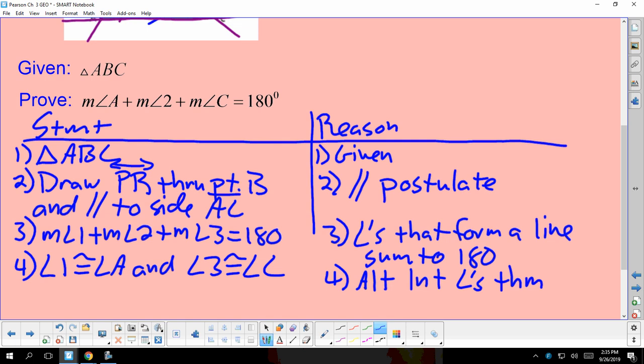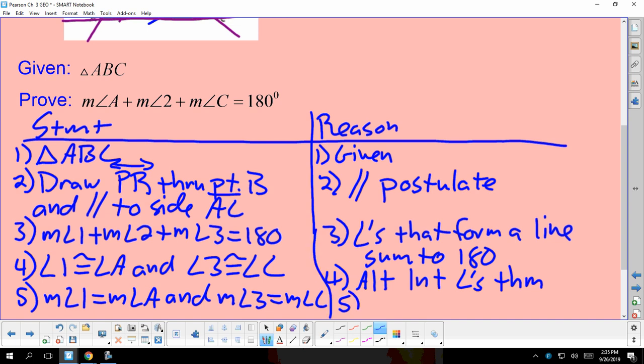The idea is I want to substitute these in here so I can show that the sum of those three angles in the triangle equal 180. So I need to go ahead and make sure they match perfectly. I know congruent angles, the definition of congruent says they have the same measure. The measure of angle 1 equals the measure of angle A, and the measure of angle 3 equals the measure of angle C. That's just our definition of congruence. Congruent angles have an equal measure.